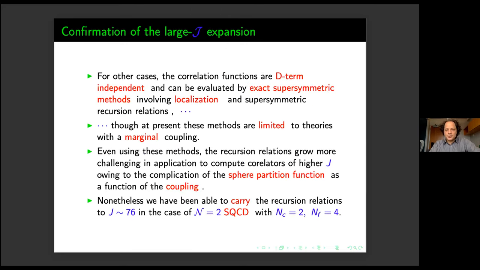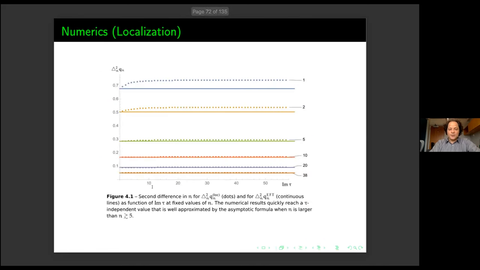Now, for other cases, such as N equals 2 super QCD, we can compute by localization and hope to be able to carry it into the large charge regime. And it turns out that one can do extremely well at this. The localization computation is the hard part. It's hard getting high enough, but the horizontal axis is inverse gauge coupling. The solid lines are the theory curves and the dots are the localization results. So you can see that the results improve as you go to large R charge. They're basically perfect at J equals five already, and they get worse at weak coupling, as they should.